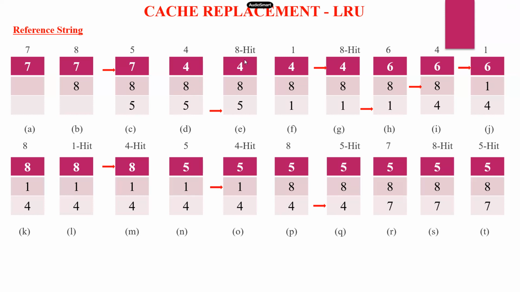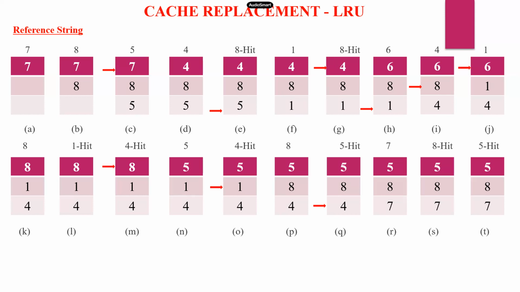So when the next data is 8, 8 is already available, so a hit occurs. The next data is 1, but we have 4, 8, 5. So 8 was recently referred and 4 also recently referred, and the least recently used is 5. So instead of 5, 1 will be placed. Again, the slots are filled. So we need to replace one more string. The new string is 8. That is already available in the cache, so a hit occurs.